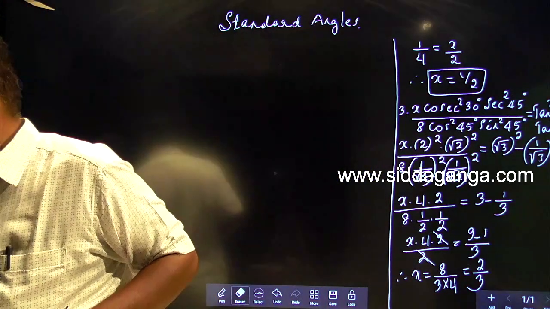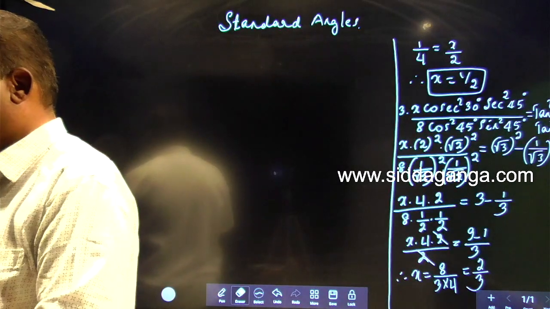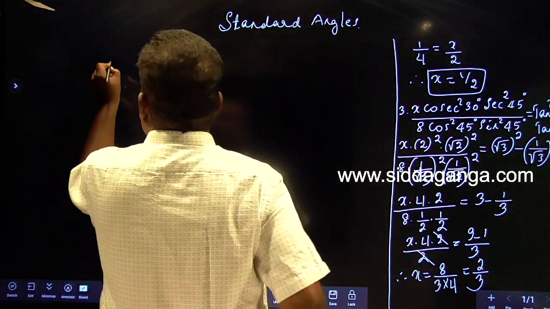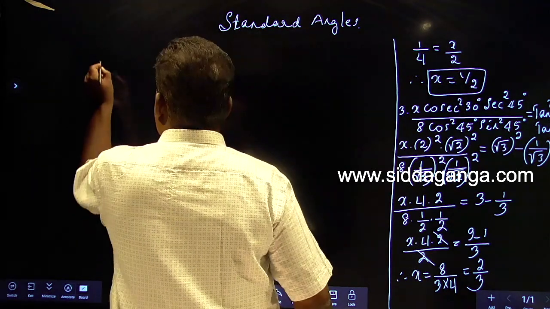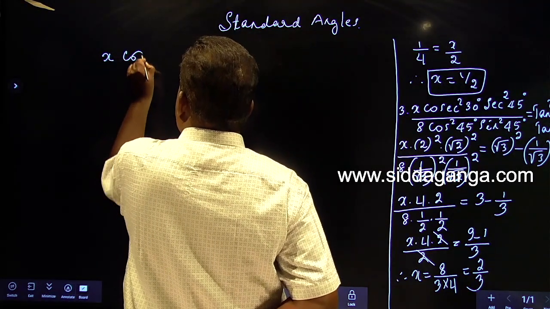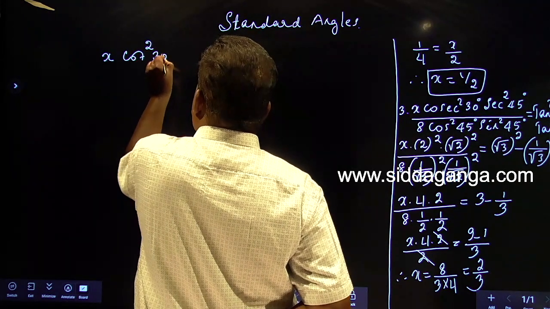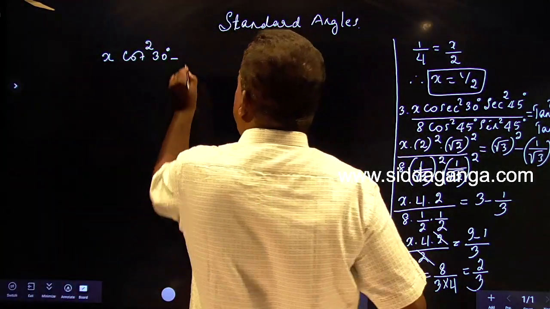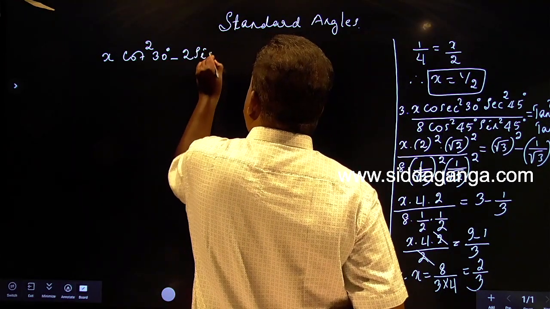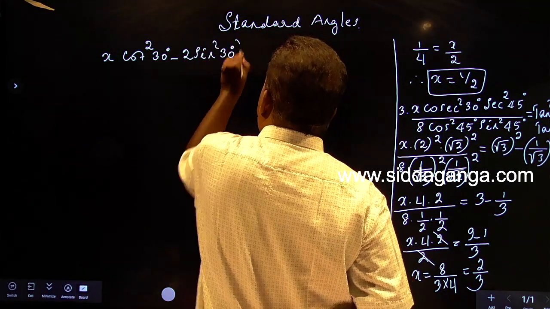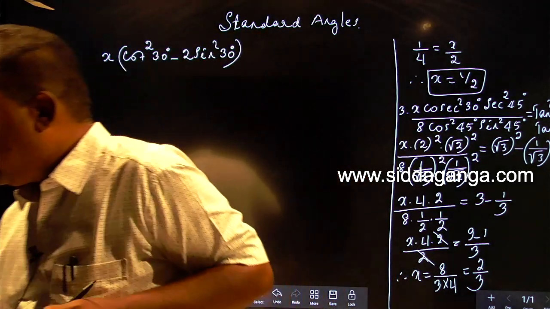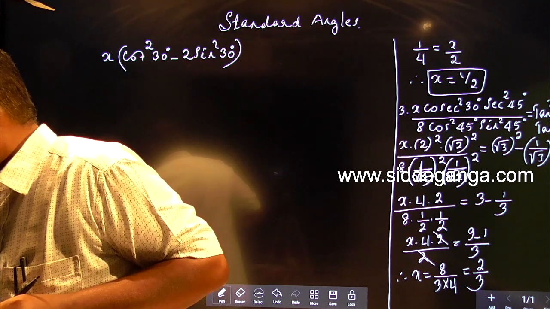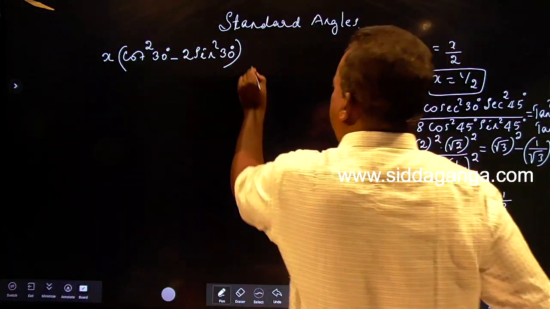Okay. Now, let us take one more problem. X into cot square 30 degree minus 2 sin square 30 degree minus 3 by 4 cosecant square 45 degree.